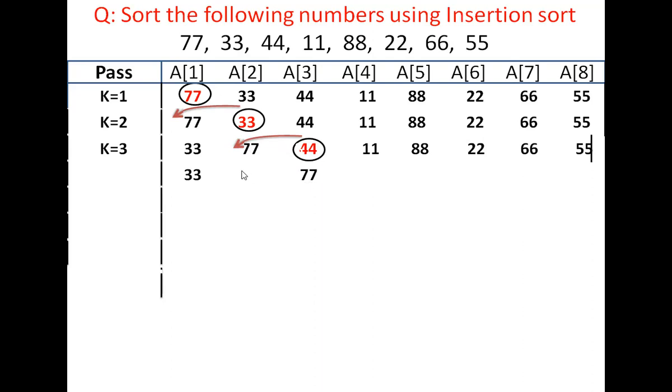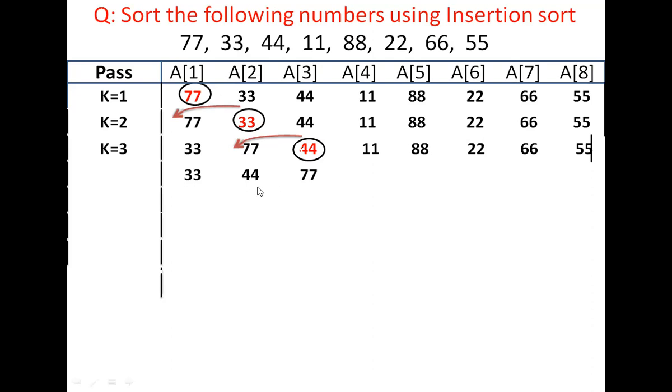Then A of 2: now see here, 33, 77. In between these two, 44 has to be copied. Now I copy 44 in A of 2 position, and 33 will remain as it is in A of 1 position. So after inserting 44, the subarray A of 1, A of 2, A of 3 is sorted. You have to insert in such a way that A of 1, A of 2, A of 3 is sorted.